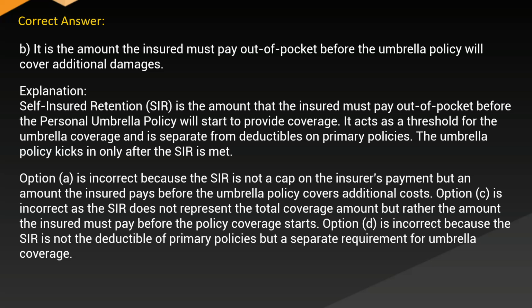Option A is incorrect because the SIR is not a cap on the insurer's payment, but an amount the insured pays before the umbrella policy covers additional costs. Option C is incorrect as the SIR does not represent the total coverage amount, but rather the amount the insured must pay before the policy coverage starts. Option D is incorrect because the SIR is not the deductible of primary policies, but a separate requirement for umbrella coverage.